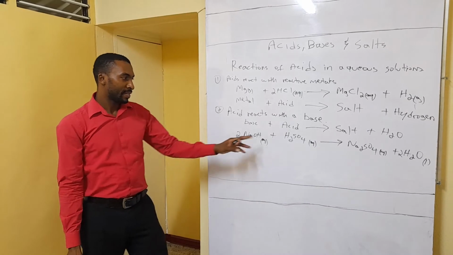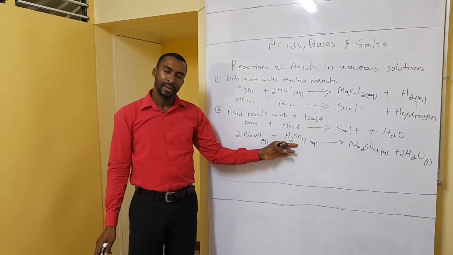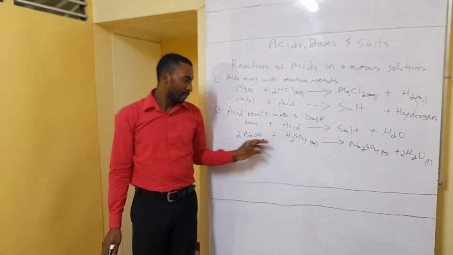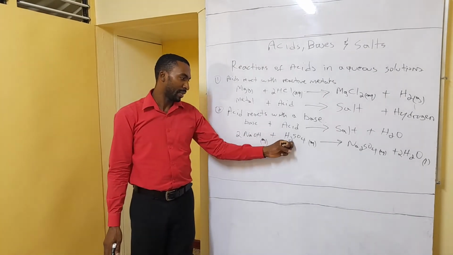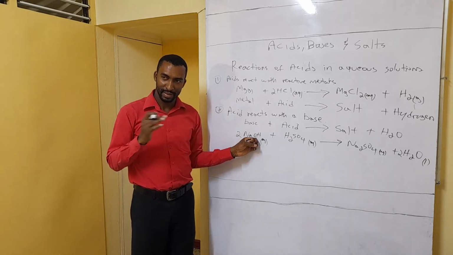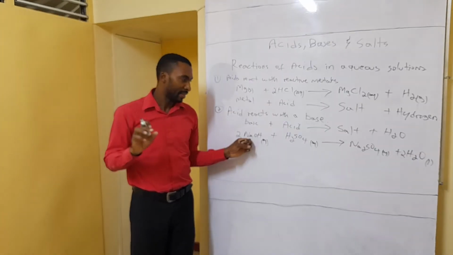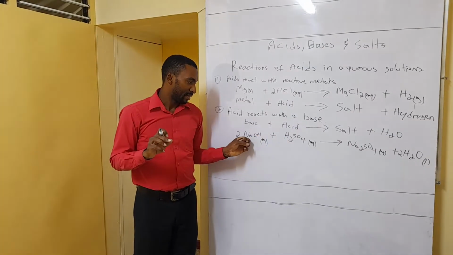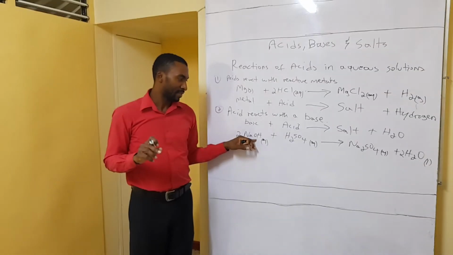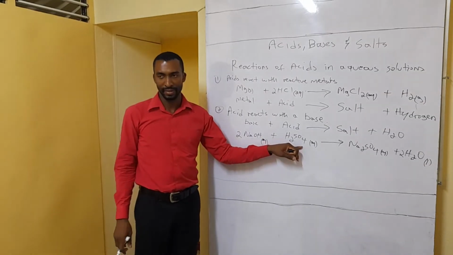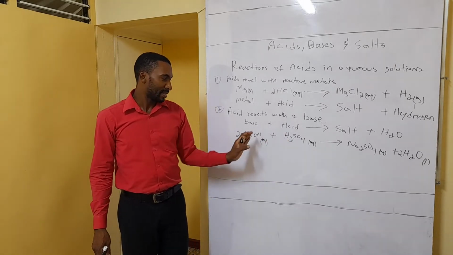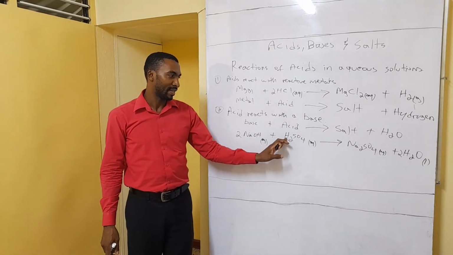So if you notice in this case, this is a dibasic acid, right? So if you can see the mole ratio, it's 2 to 1. The sodium hydroxide has only 1 mole of hydroxide per formula unit, so it will need 2 moles of hydroxide to react with 1 mole of sulfuric acid. Clear? Because ionically it is the OH minus reacting with the H plus, right?